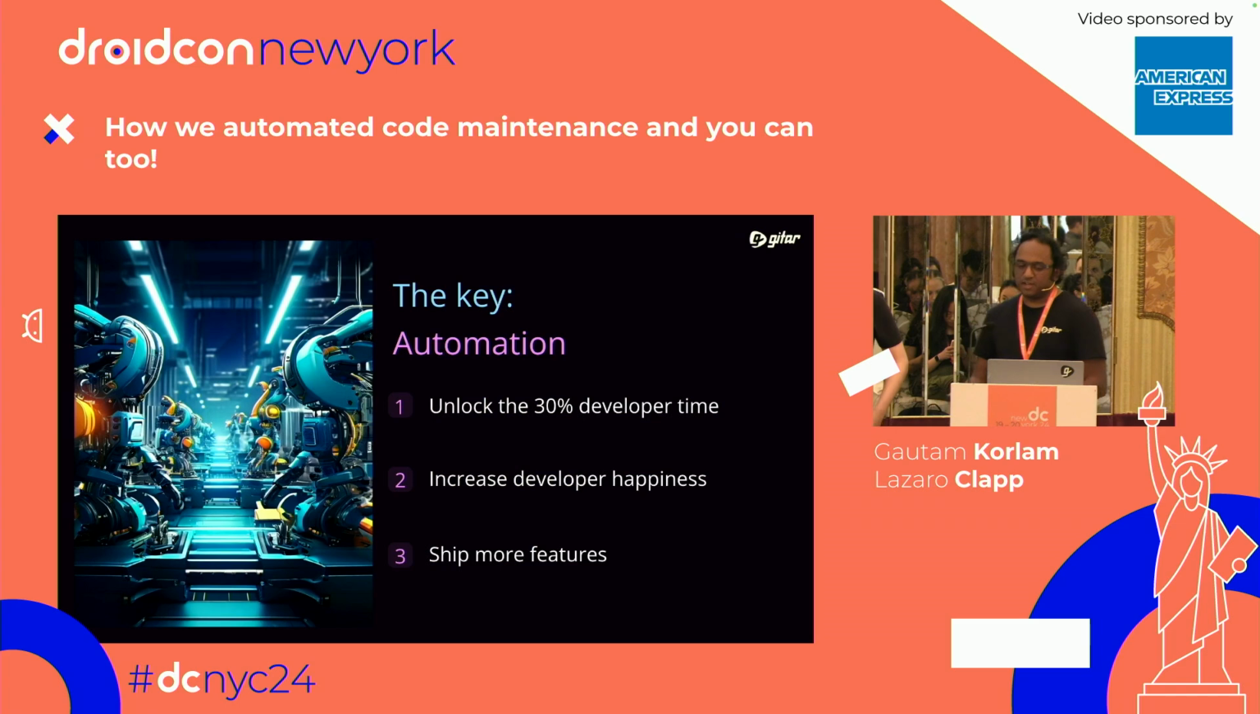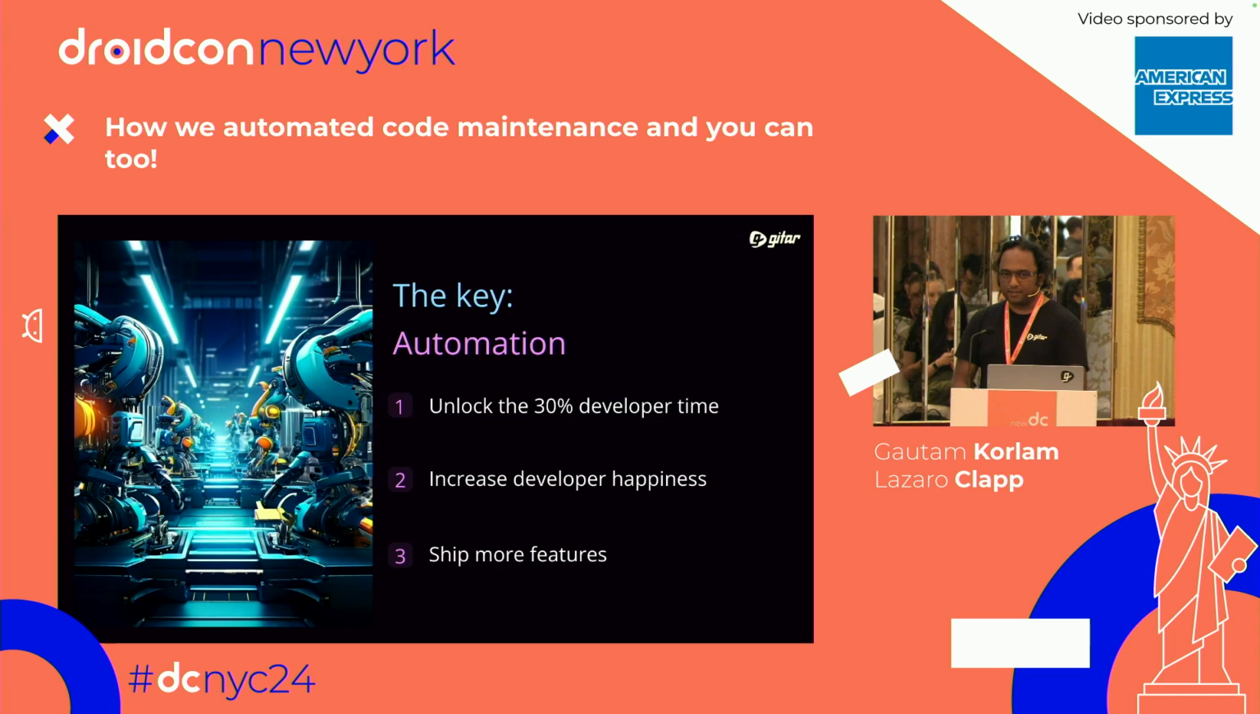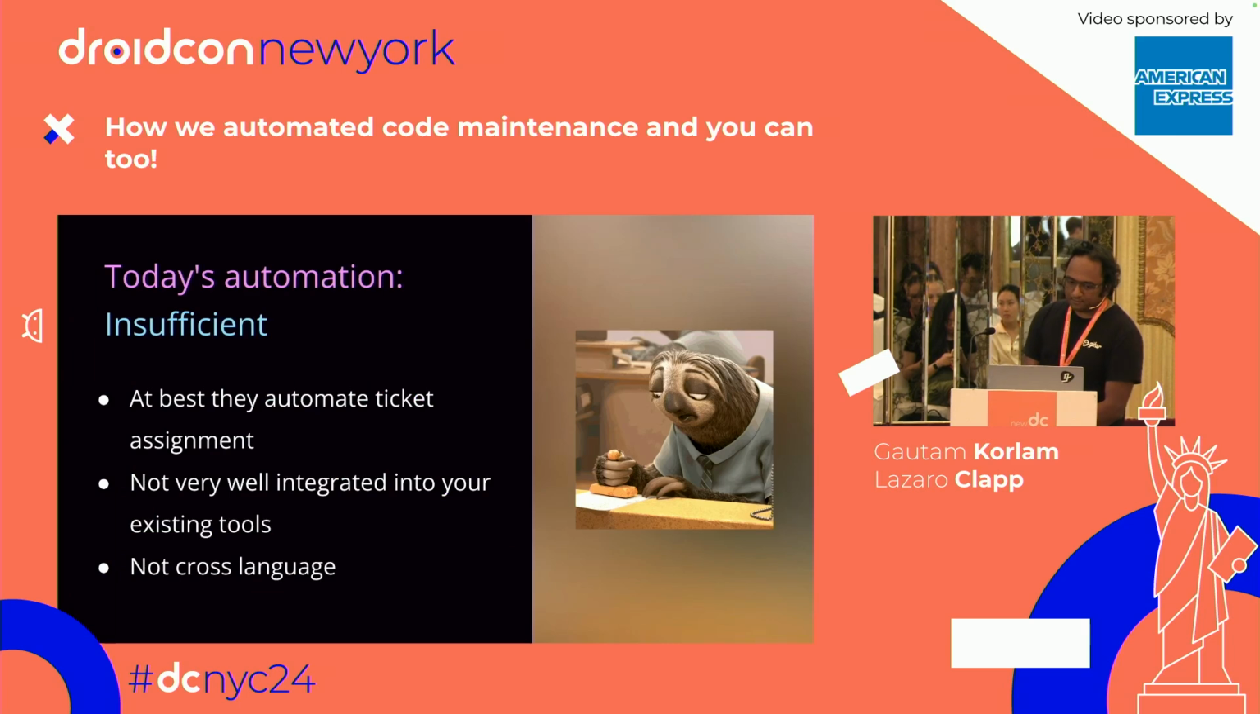So the key is automation. As you've seen in many cases, the more you can automate, the better your outcomes will be, and you can get that 30% of time back, increase developer happiness, and ship more features instead of maintaining code. But a lot of the automation today is not that great.